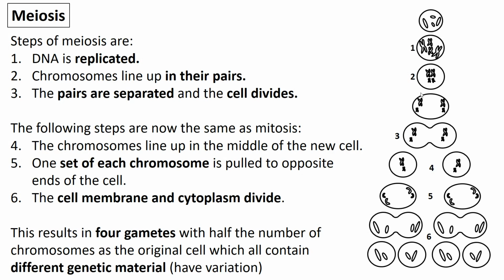This means they've got variation. So actually the variation comes from the different gametes produced, and that variation can then be passed on to the offspring when they fuse with another gamete.